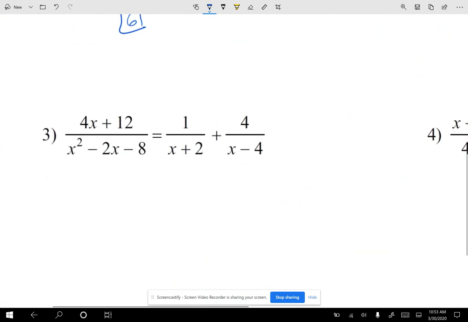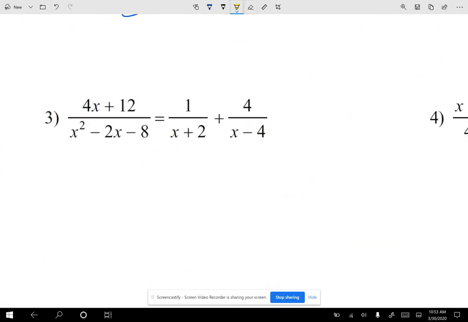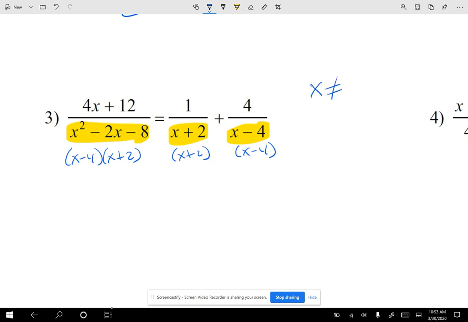All right, let's take a look at question number 3. My focus is on the denominators. I'm going to factor the first denominator. That gives me (x − 4)(x + 2). My second denominator is just x + 2, and here the x − 4. So the values of x that I cannot accept are 4 and negative 2.